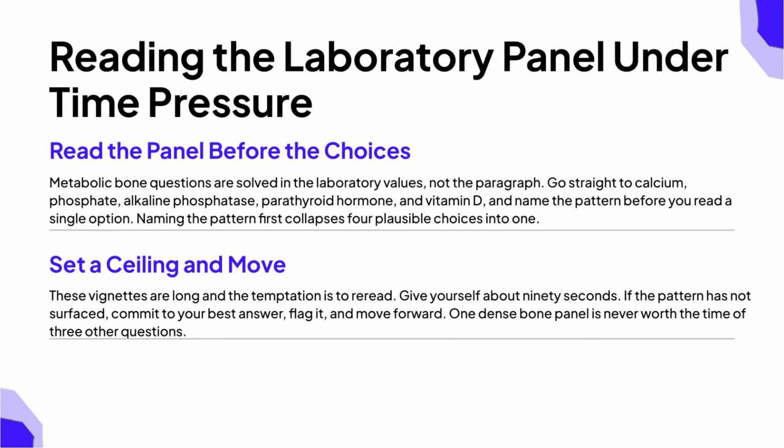Metabolic bone questions are solved in the labs, not the paragraph. Go straight to calcium, phosphate, alkaline phosphatase, parathyroid hormone, and vitamin D, and name the pattern before reading a choice. High calcium with high parathyroid hormone is overactive parathyroid glands. Low vitamin D with high parathyroid hormone is soft bones from deficiency. Isolated high alkaline phosphatase in an older adult is abnormal remodeling. Naming the pattern collapses 4 choices into one.